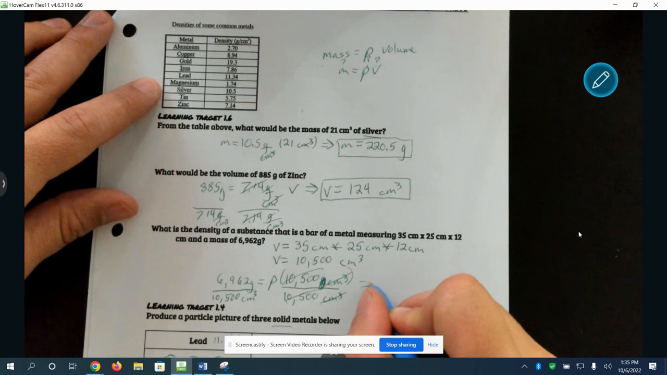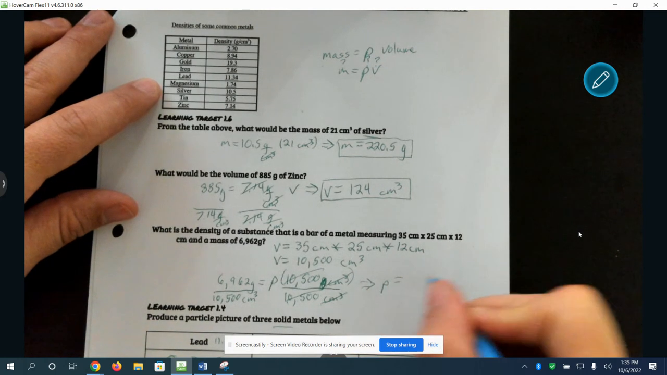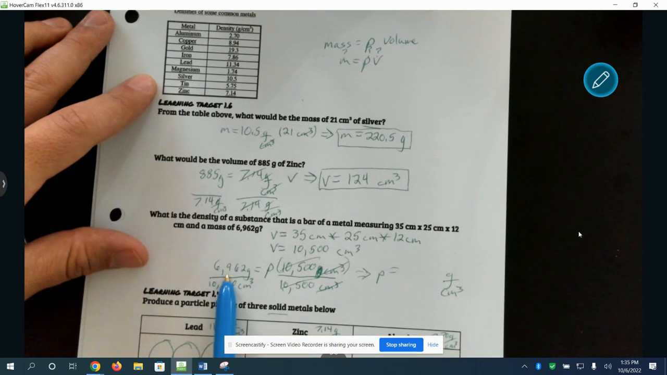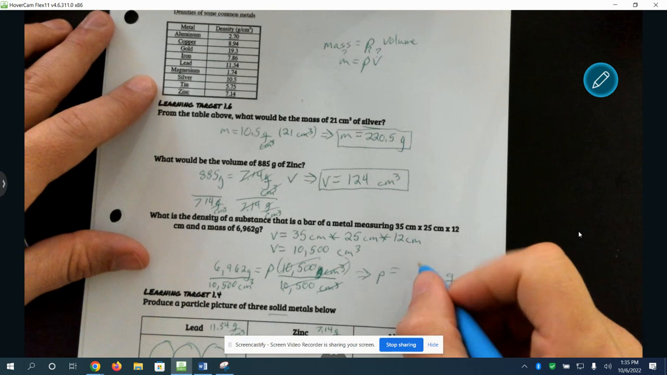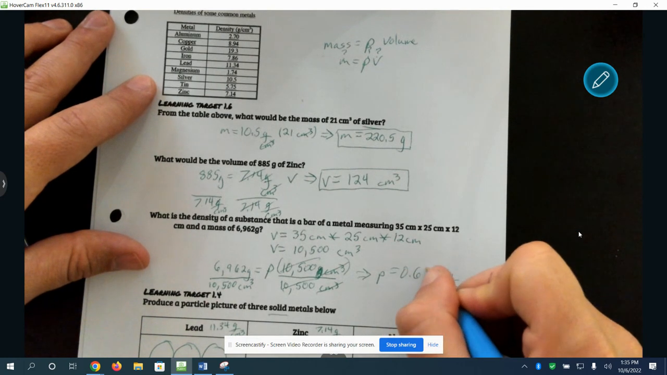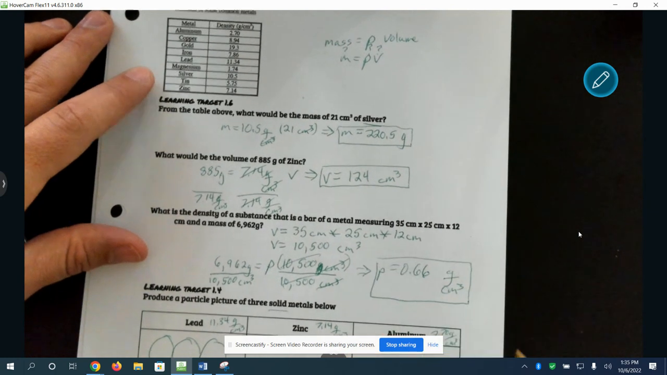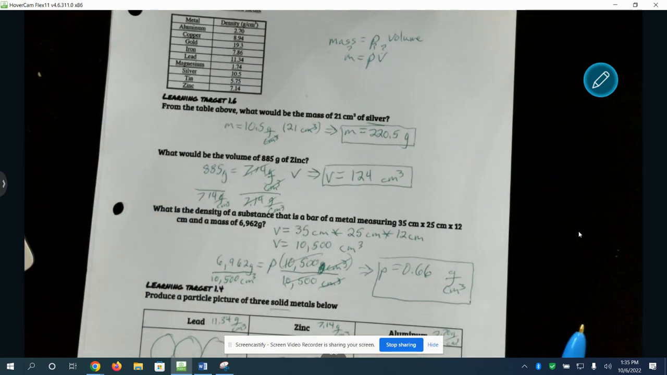Look at that. That is the units I am looking for. And then I'm going to divide 6,962 by 10,500, and I get 0.66 grams per every centimeter cubed. So that's what we're looking to do.